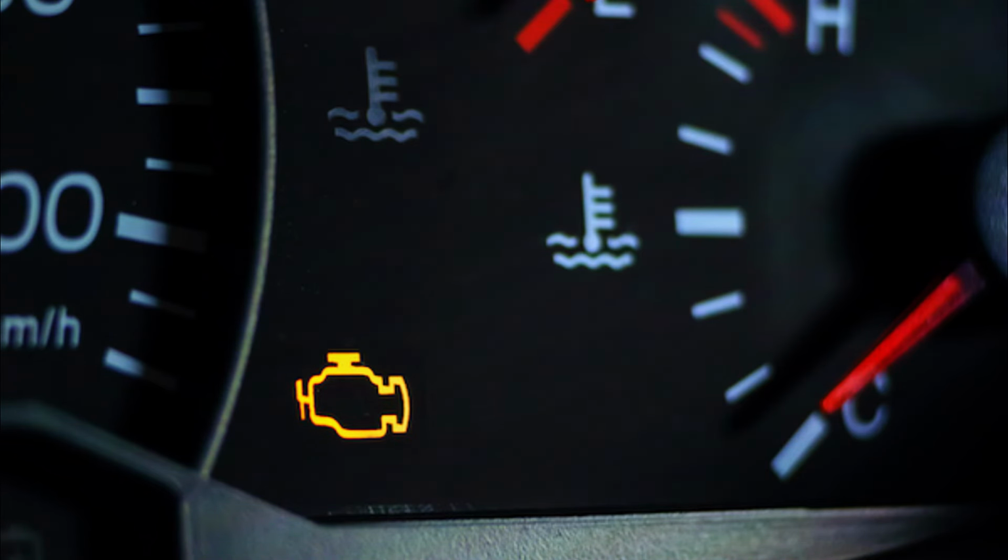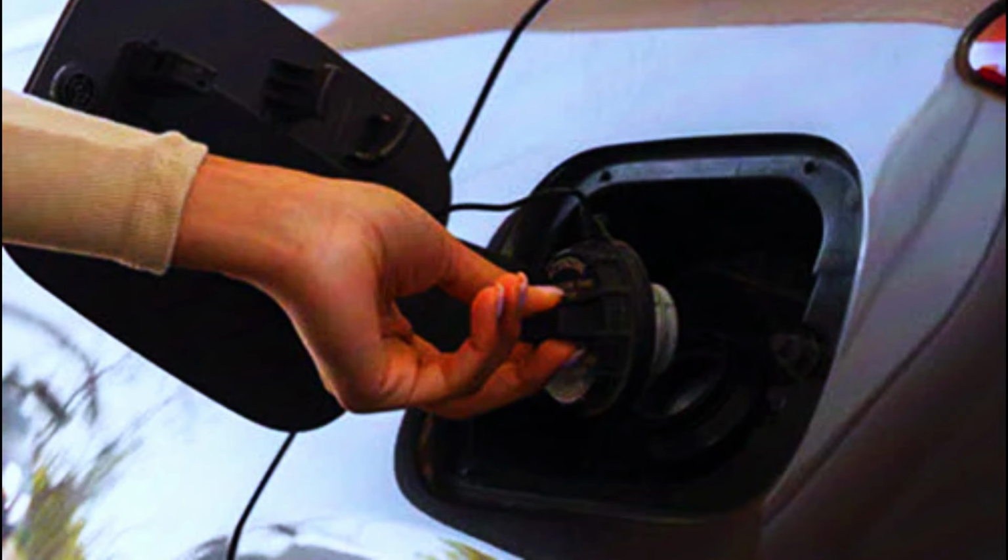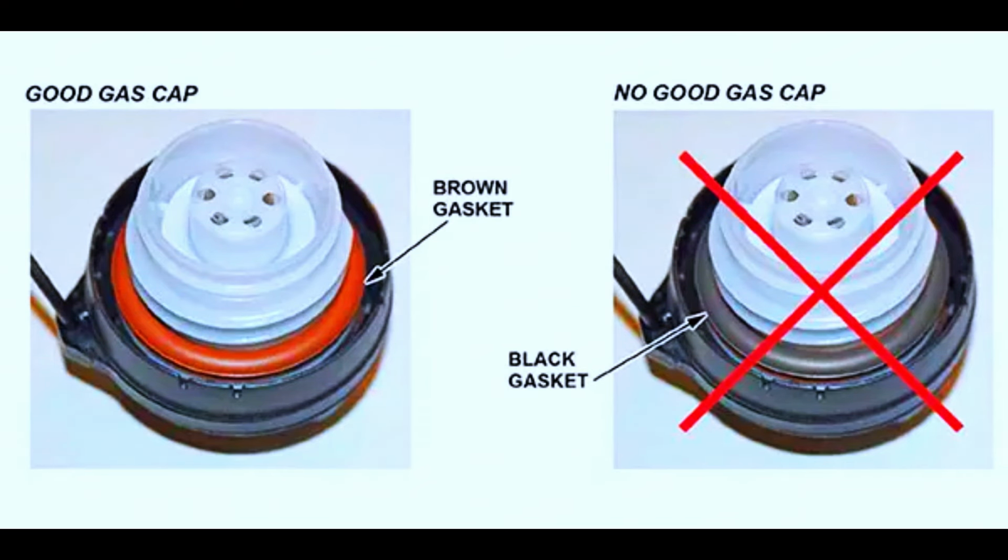Visual inspection. Start with a visual inspection of the evap system. Check for any obvious signs of damage to the hoses or wiring that could be affecting the pressure sensor's performance. Check the gas cap. A loose or damaged gas cap can cause issues with the evap system's pressure, so ensure it's tightened or replace it if necessary.